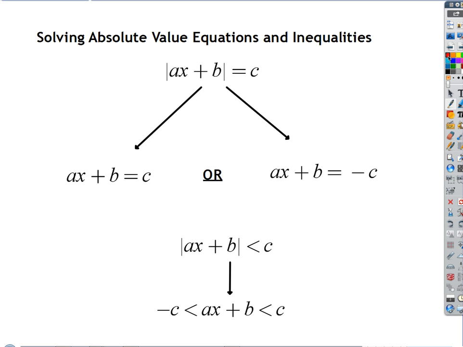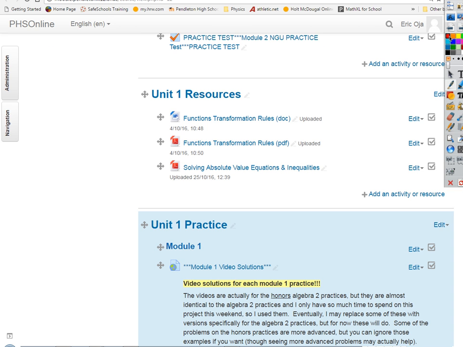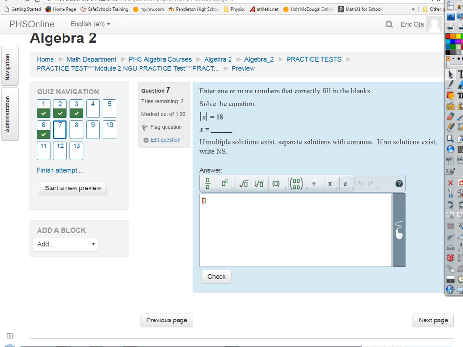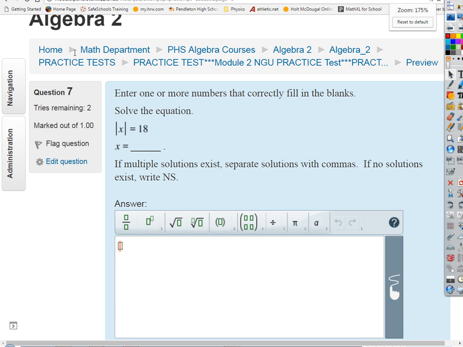So the first one we're looking at is extremely simple because the only thing inside the absolute value bars is x, right? So the trade I make here, I've got the absolute value of something equal to 18. So the absolute value of x equals 18. We trade for x equals 18 or x equals negative 18, and that's our answer, right? Just 18, comma, negative 18. There are two solutions. Okay, let's look at a little harder one.